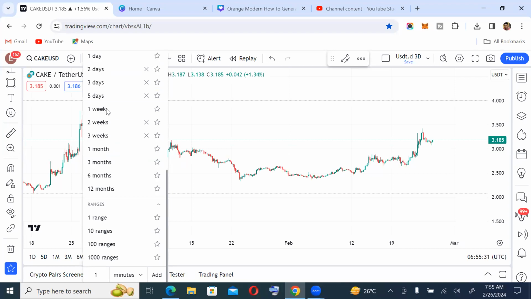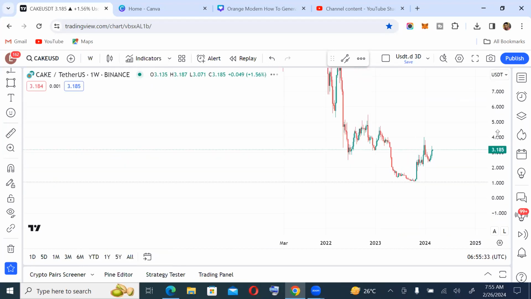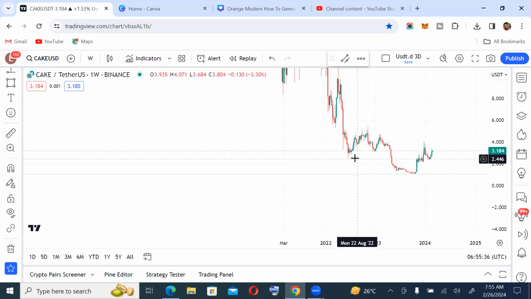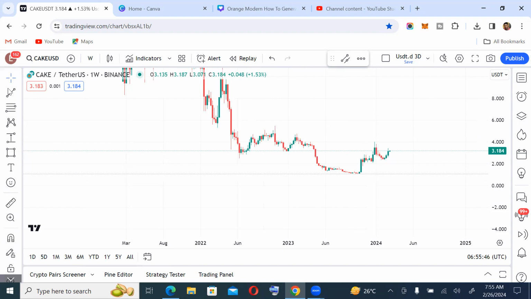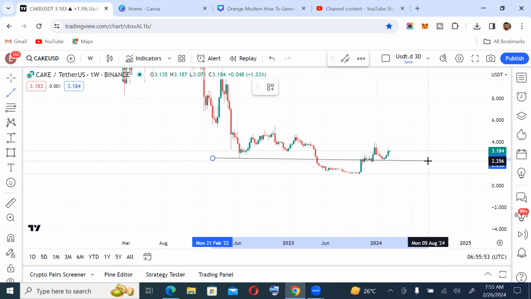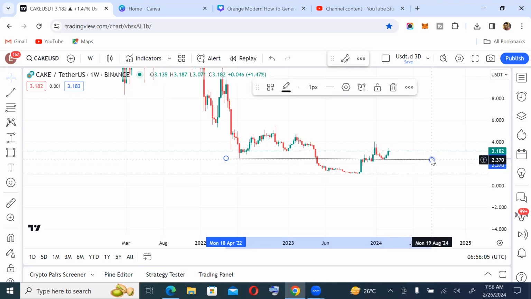Let's see what the weekly time frame is saying. Because the weekly time frame is, how do I explain these things now? It's more like you're using Google Maps. It's going to zoom in. It will help you zoom in and zoom out. Okay, I can see that we have a support level here that has been retested.